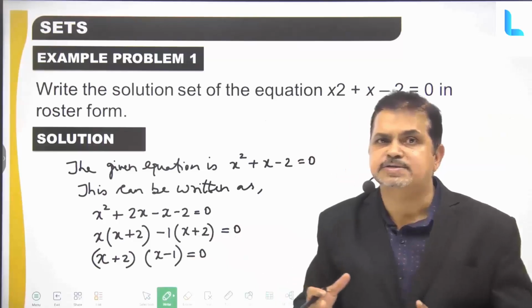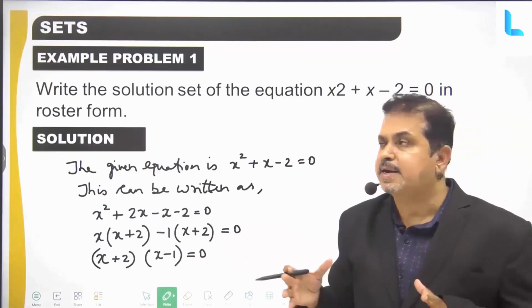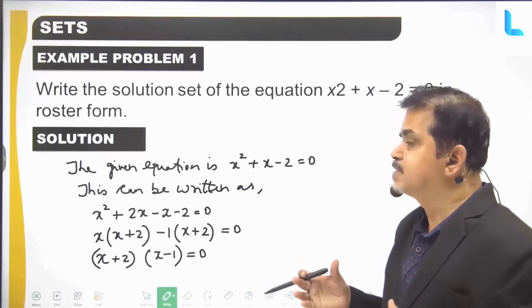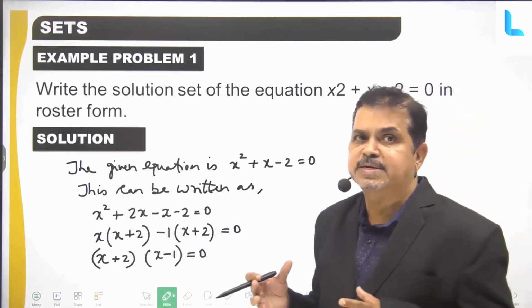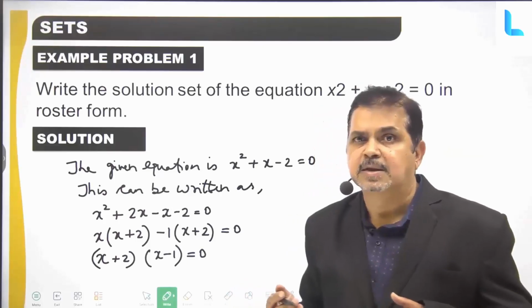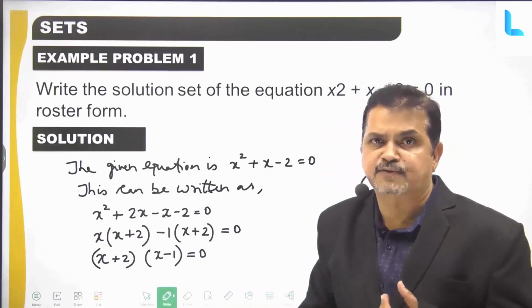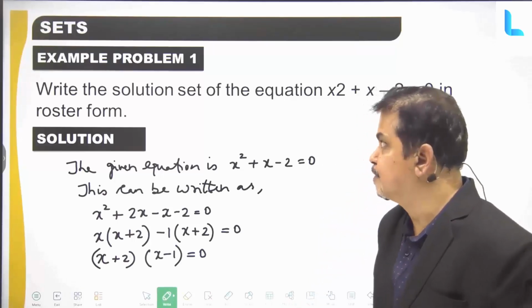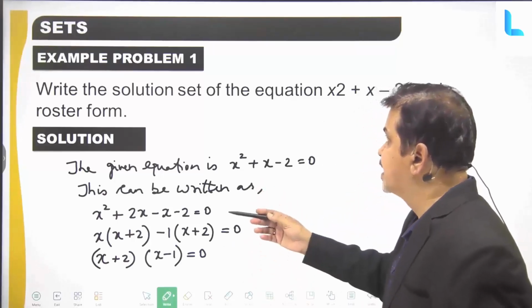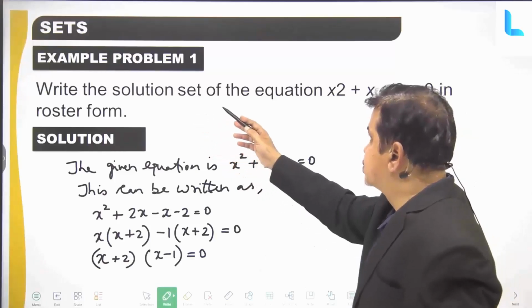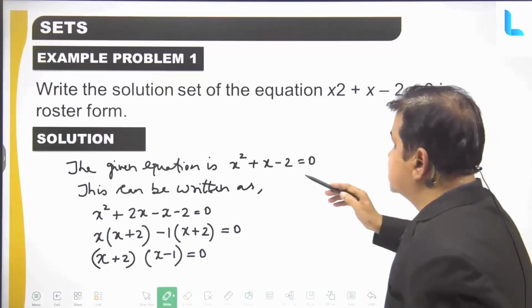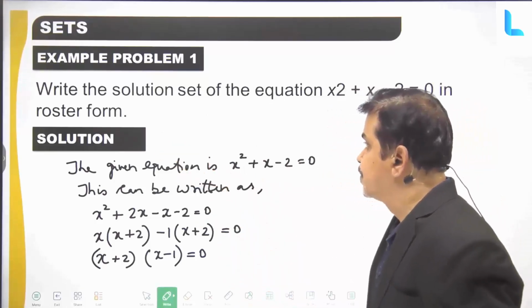We will try to understand this by considering more examples, so that we become conversant with these two ways of representing sets: how to represent a set in roster form and how to represent a set in set builder form. If you take a simple example: write the solution set of the equation x square plus x minus 2 equal to 0 in the roster form.